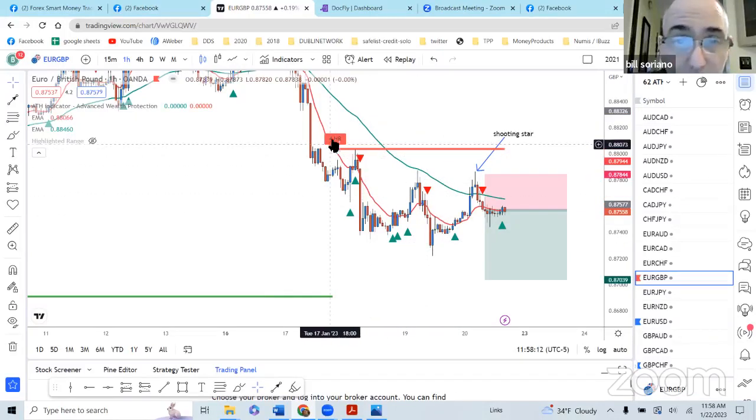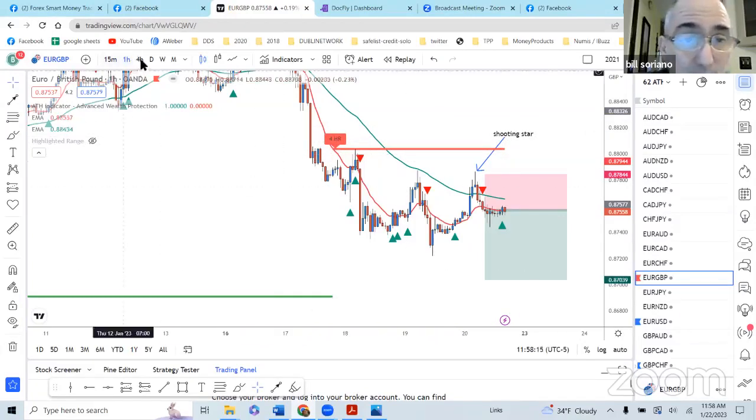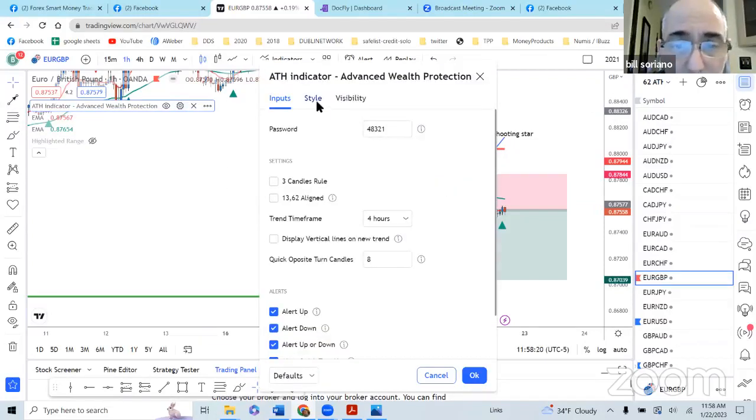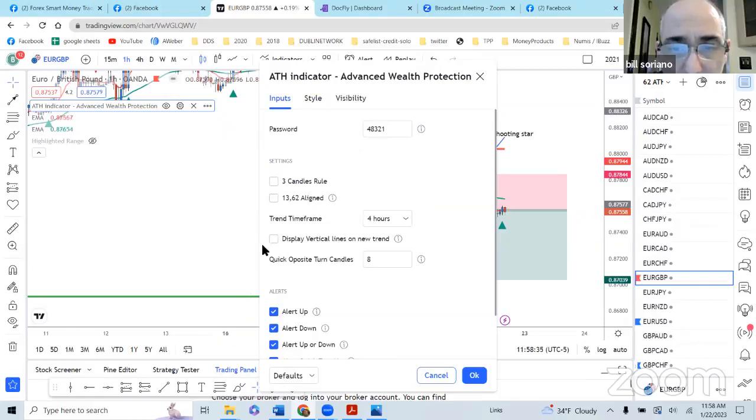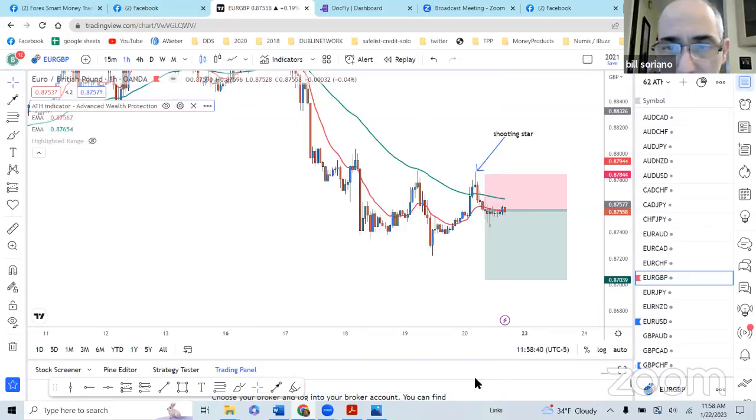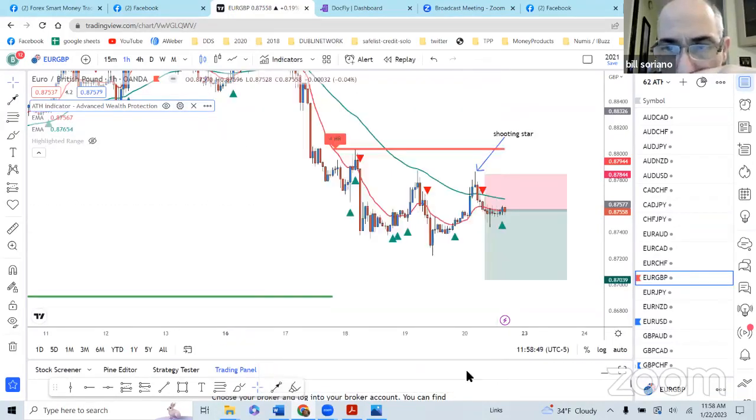Okay, but right here, on my TradingView chart, you can see I'm on the 1-hour chart. This is my ATH indicator right here. I'm going to go into the settings. In the style settings here, let me see where I could show you this. I have labels and lines, okay? And then the inputs. I'm going to click this display vertical trend line right now. Okay, let me just leave this like this.